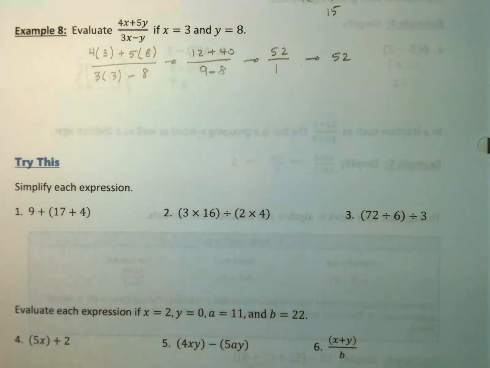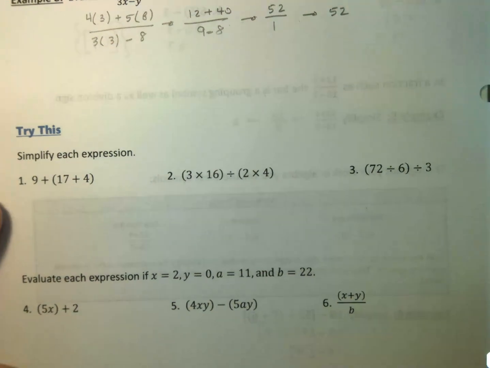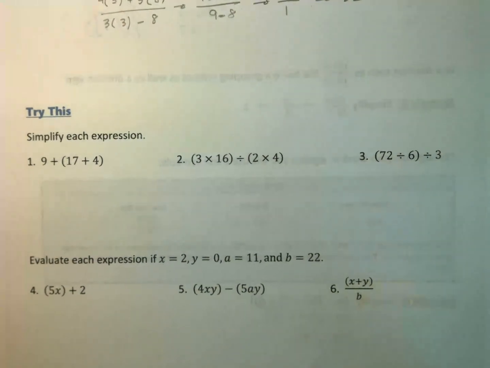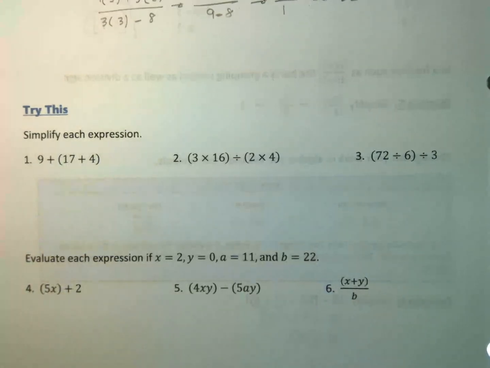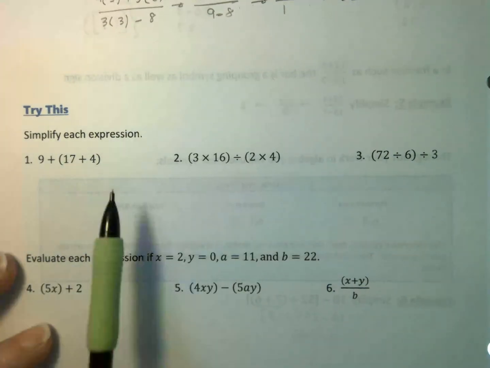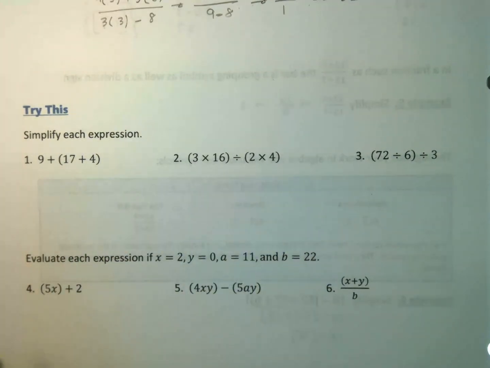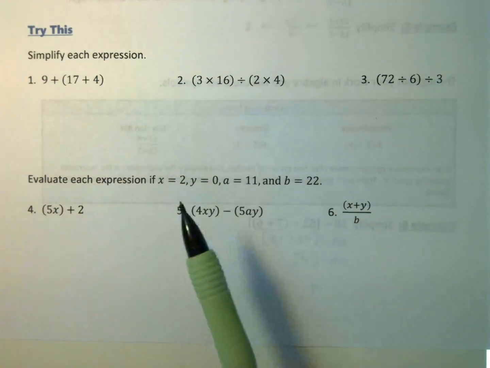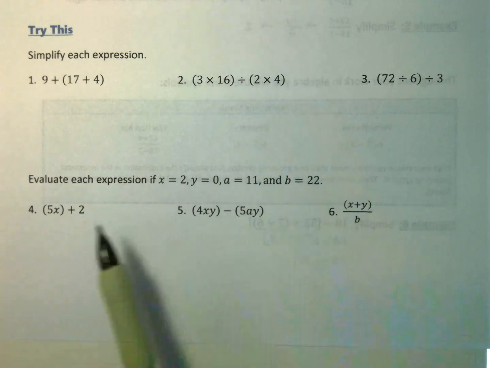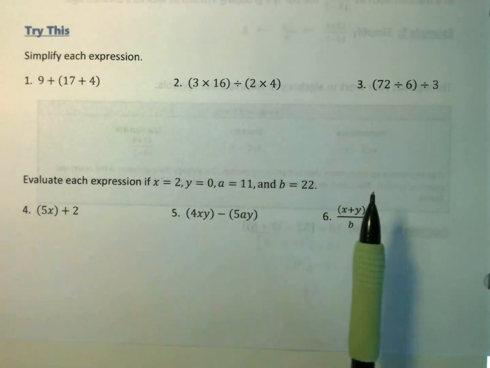Okay, then we get to the try this, and there's a lot of problems on here. Okay, but they're pretty basic. So let me go through them real quick with you. The first set of instructions says simplify each expression. So this is basic order of operations. 4 through 6 says evaluate each expression. They give you the values of the variables. So you're going to plug them in. You're going to follow the order of operations to solve those.